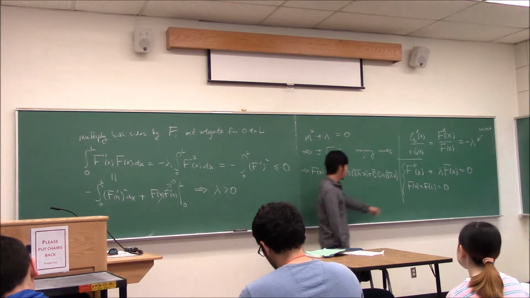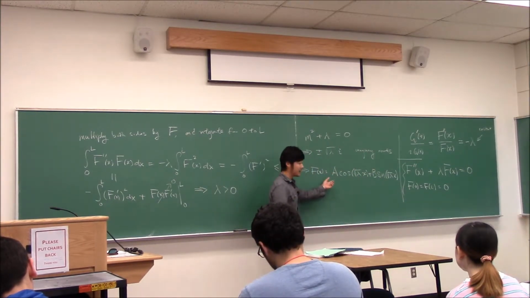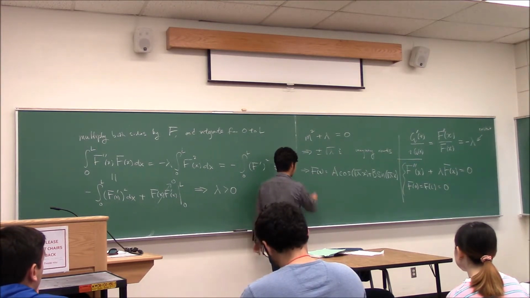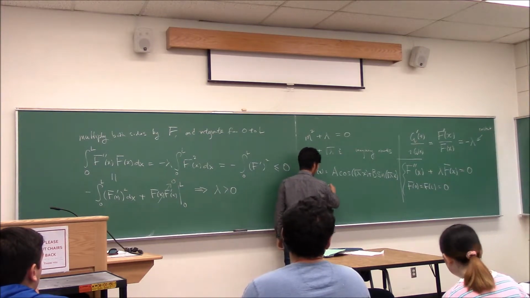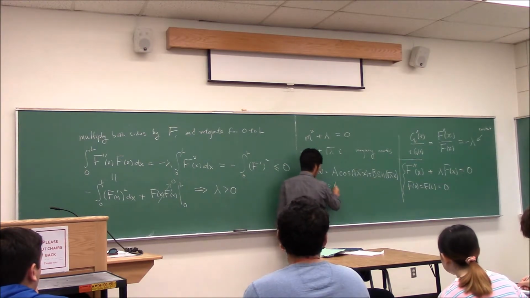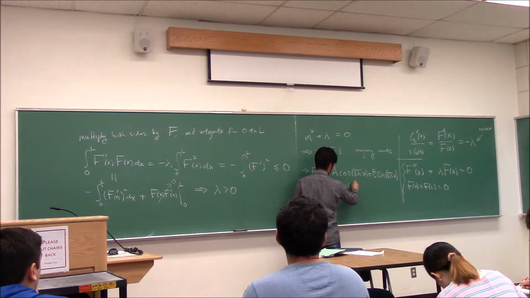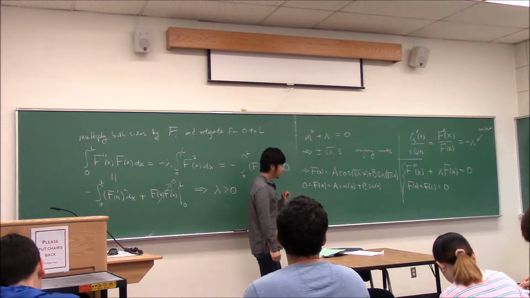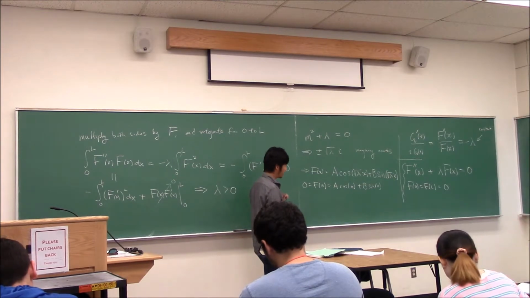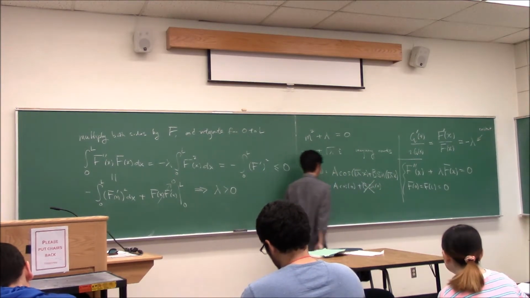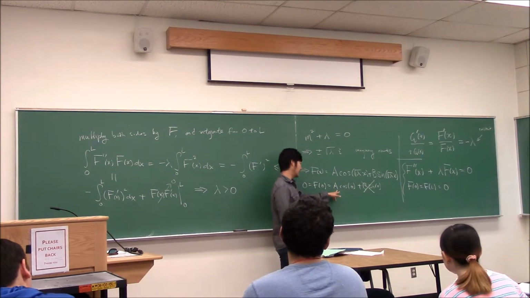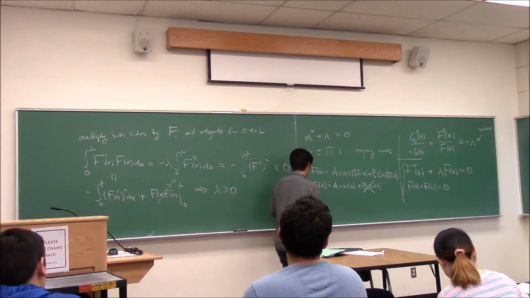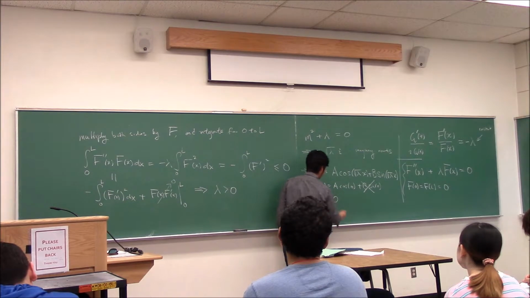And now we want to apply the boundary conditions to say something more about the constants and perhaps lambda. Okay, so when we plug in the first condition, f of 0 is equal to 0, right? We get that a cosine of 0 plus b times sine of 0 is equal to 0. But sine of 0 is 0, so this goes away. And cosine of 0 is 1. So then we immediately get that a is equal to 0. Okay. So from here we get that a equals 0.